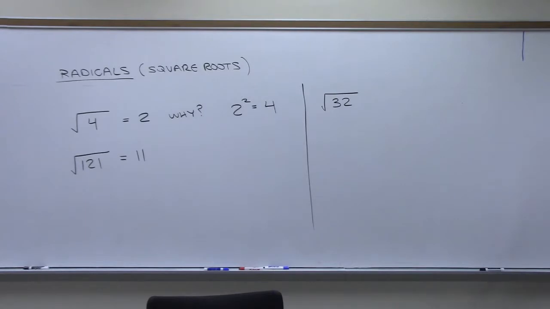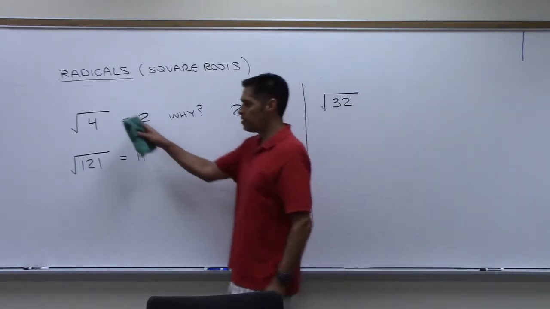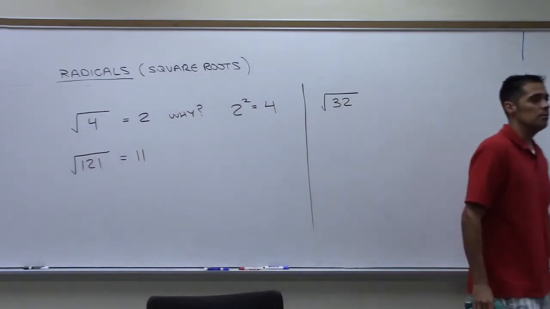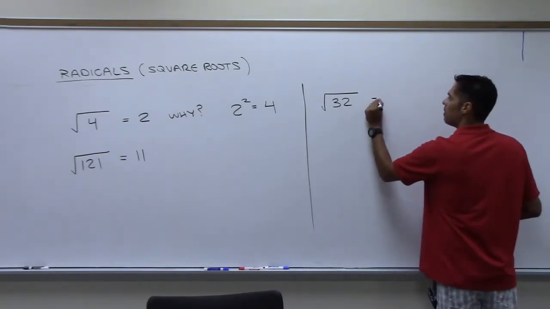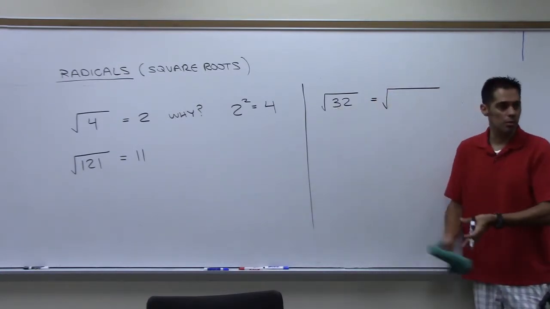Yeah, so what we'd like to do with this, if it's not a perfect square, like these are, is try and break up the 32 and see if, when we break it up, one of its factors is a perfect square. So can you think of two numbers that multiply to be 32 other than 32 and 1?